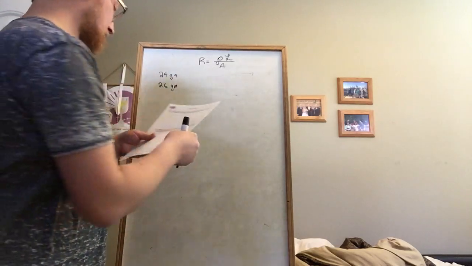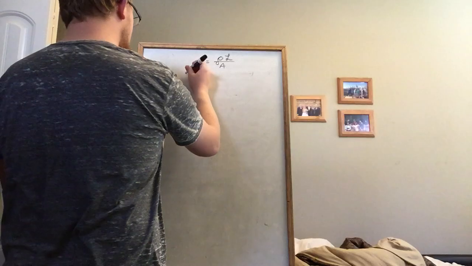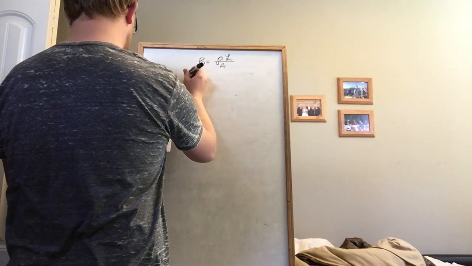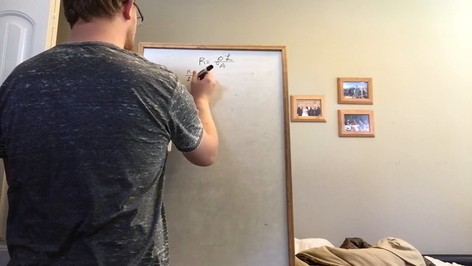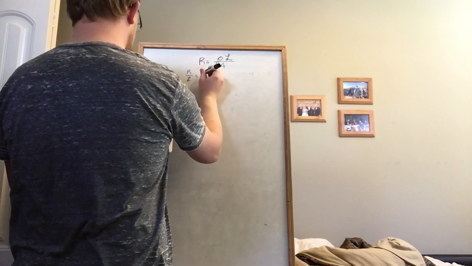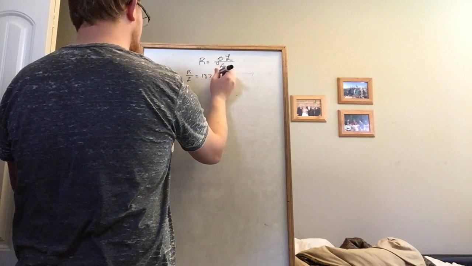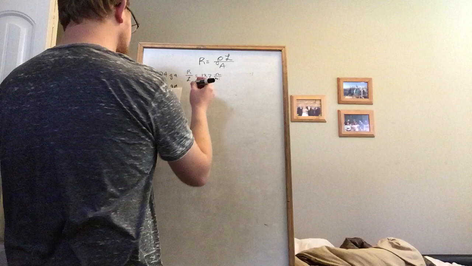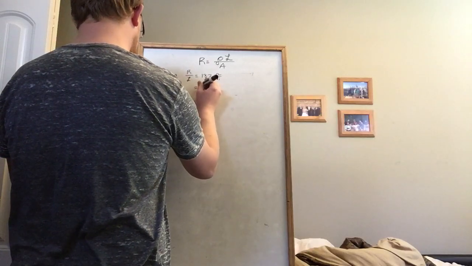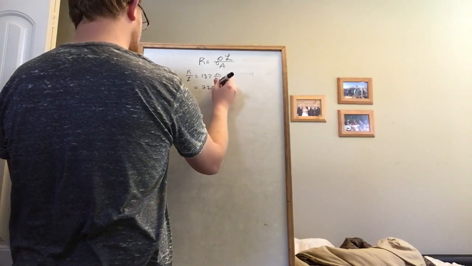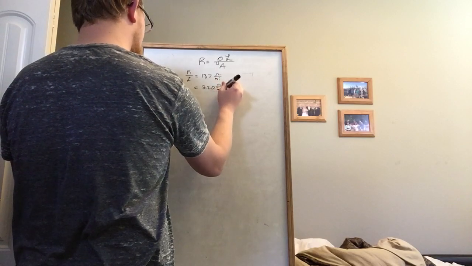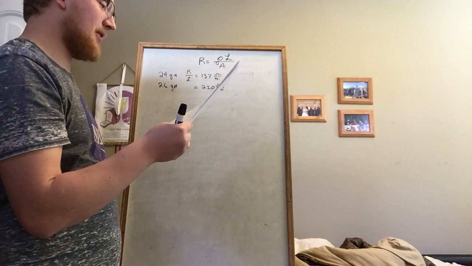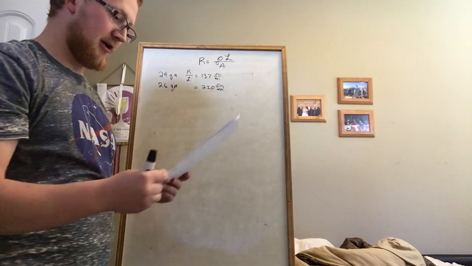If the resistance of the 24 gauge wire, and this is, by the way, resistance per mile, is 137 ohms per mile, and the 26 gauge is 220 ohms per mile, what is the ratio of the diameter of a 24 gauge wire to that of a 26 gauge wire?